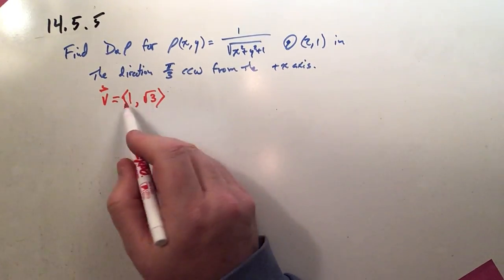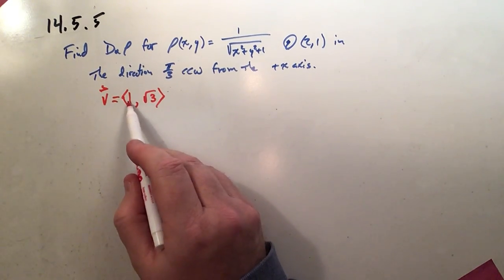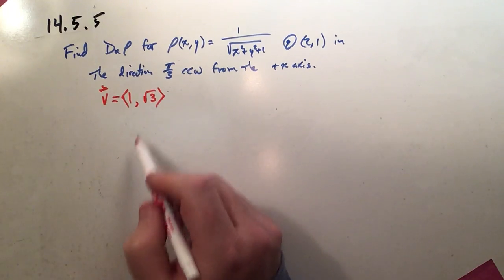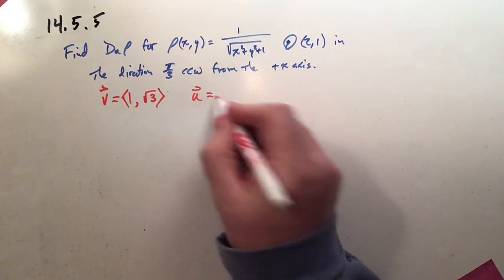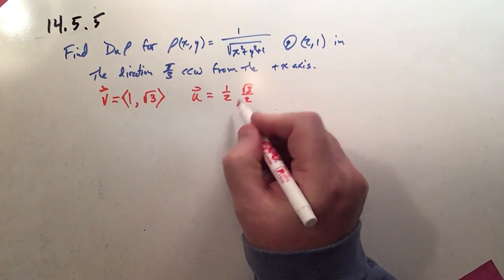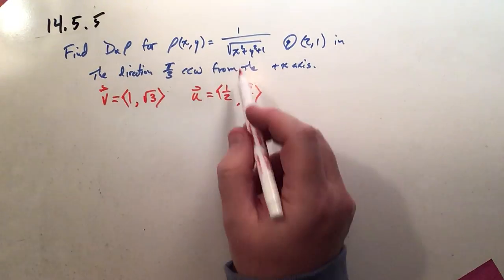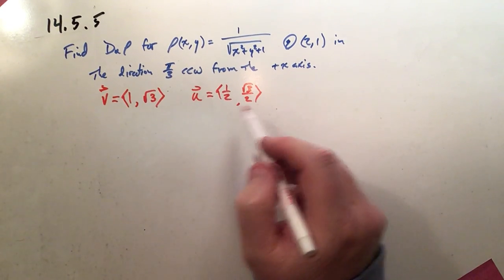Now, of course, unfortunately, this isn't a unit vector. So let's change it into a unit vector. 1 squared plus radical 3 squared is 4, and the square root of that is 2. So if I divide these by 2, it'll make a unit vector. So my unit vector in the same direction will be 1/2 and radical 3 over 2. And now it's a unit vector. Okay, so we need the gradient, and then we'll plug in our point (2, 1) to the gradient.